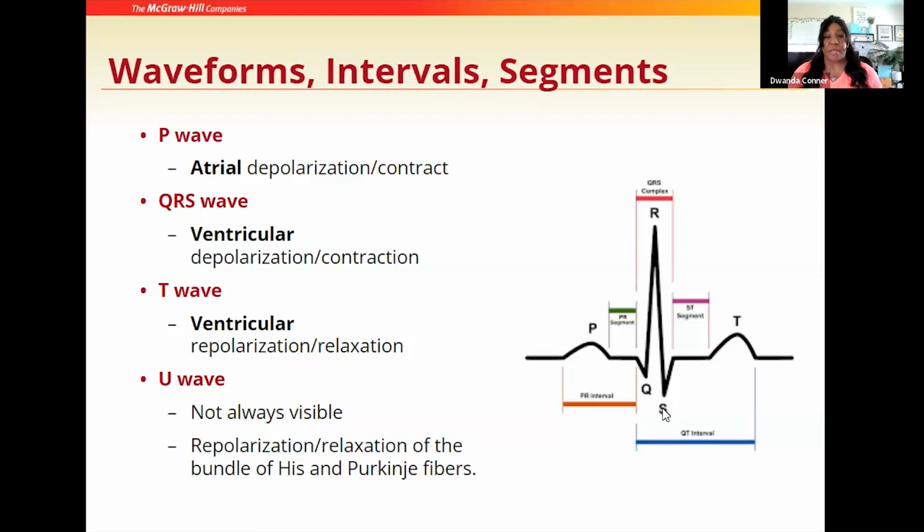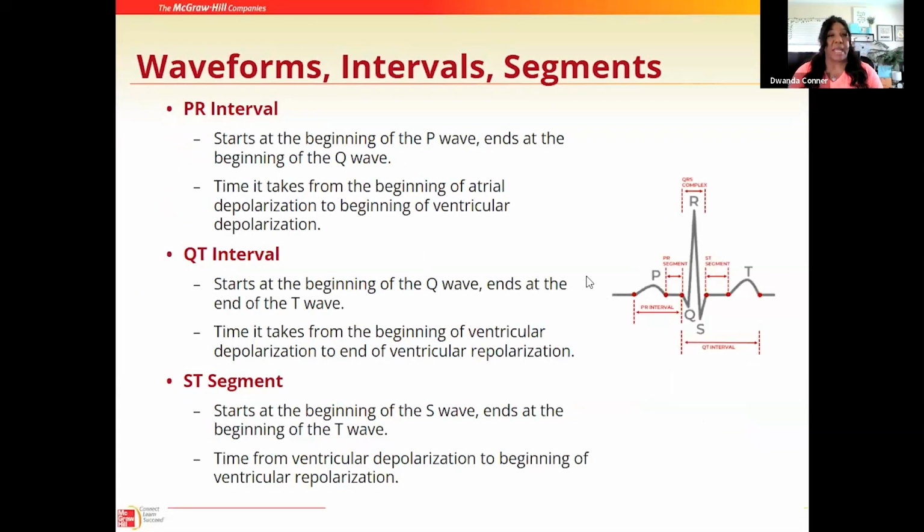Moving on from our QRS to our T wave, this is repolarization or the relaxation of the heart. And lastly, which is not always visible, is called the U wave. And the U wave is showing the activity or the repolarization of the bundle of His as well as the Purkinje fibers. We also have what's called intervals.